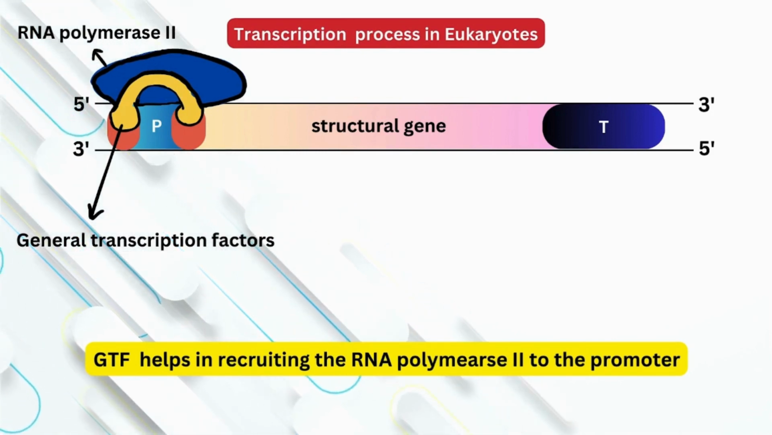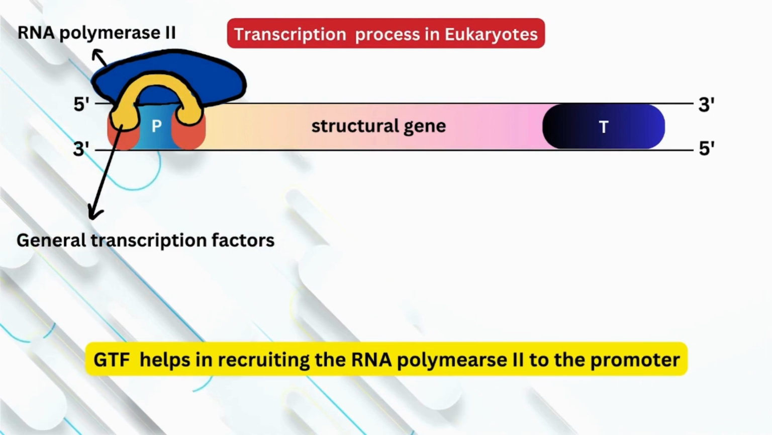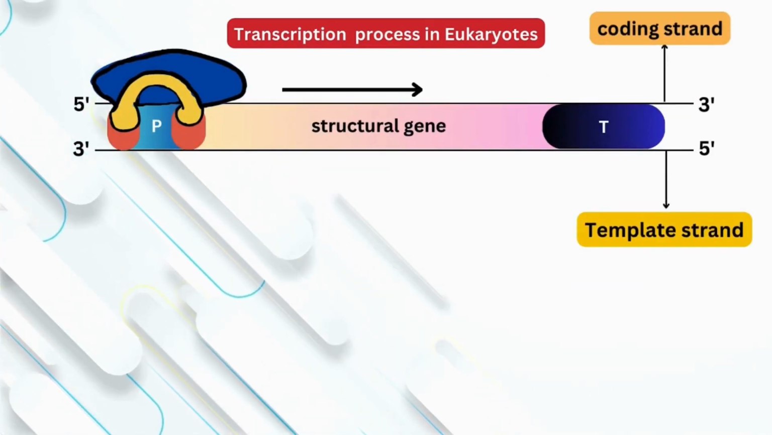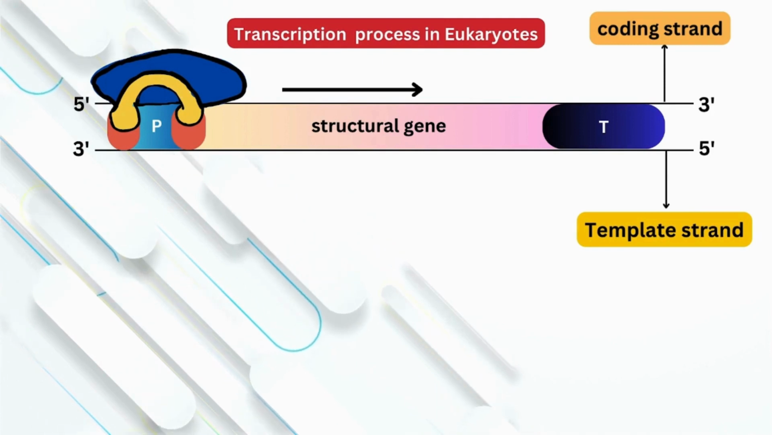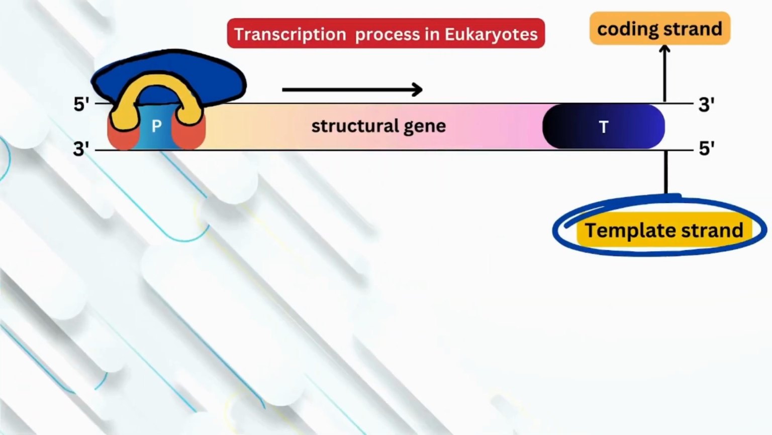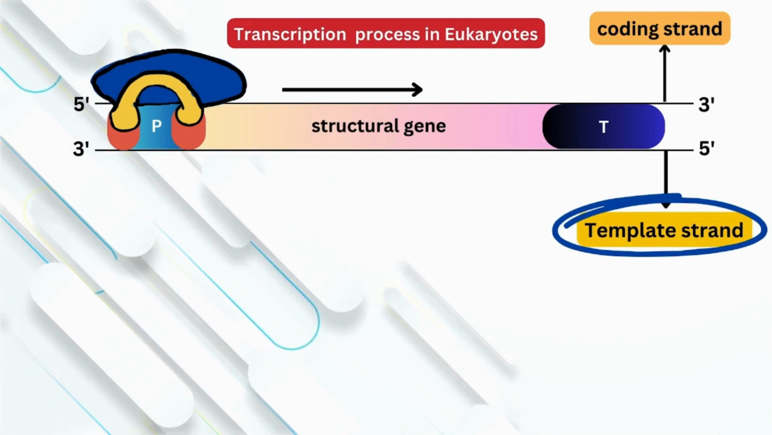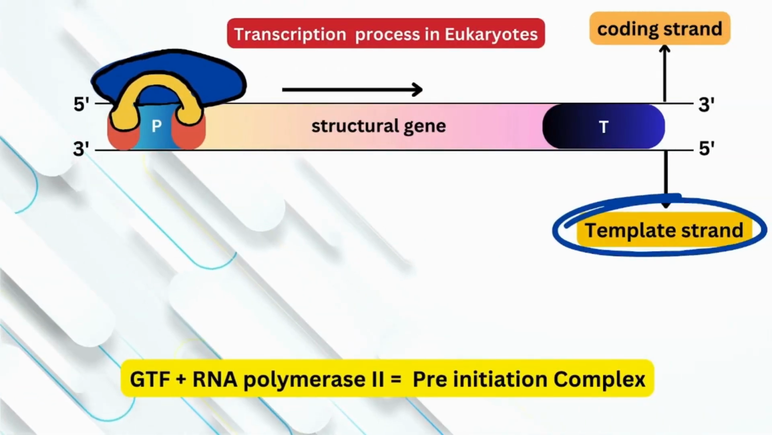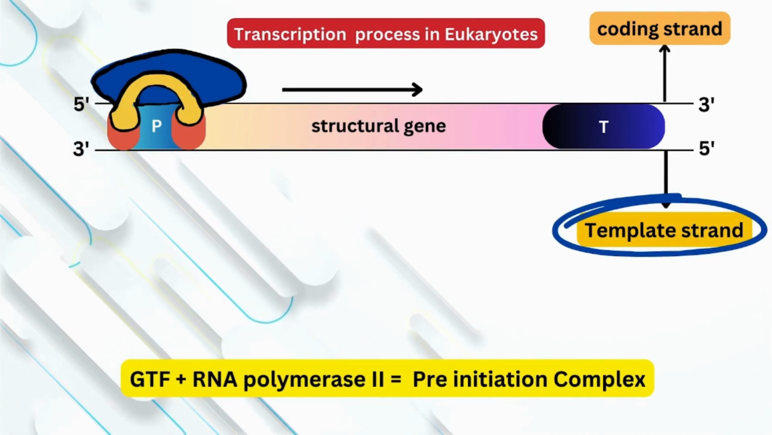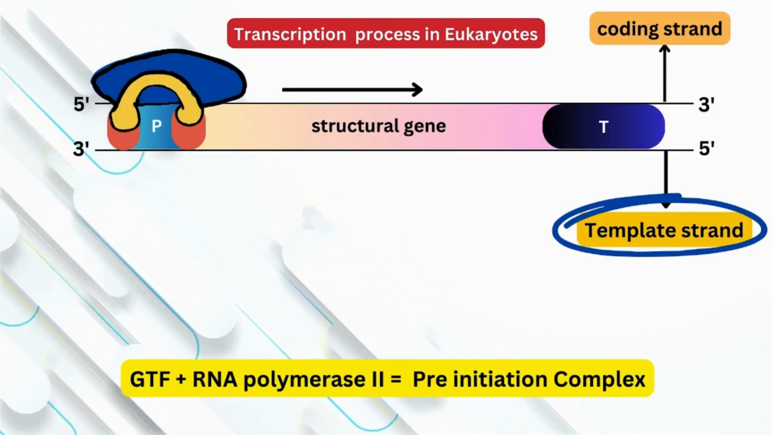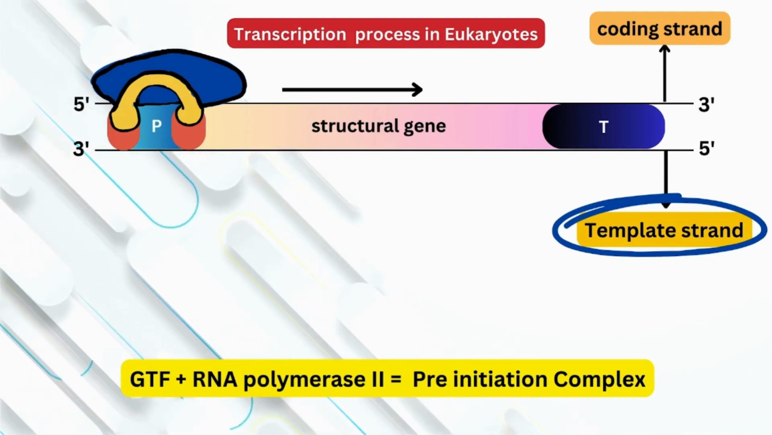factors. You all know that DNA is a double-stranded structure. It has two strands, the coding strand and the template strand. When the RNA polymerase binds to the promoter, RNA polymerase 2 will use the template strand of the DNA to synthesize the mRNA. The general transcription factors and RNA polymerase 2 together form the pre-initiation complex.